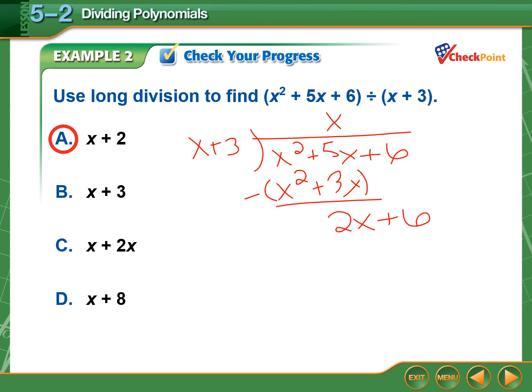So let's see. What will it take to get 2x back? Oh, 2. It's a positive 2. 2 times x, 2x. 2 times 3 is 6. I get a remainder of 0.